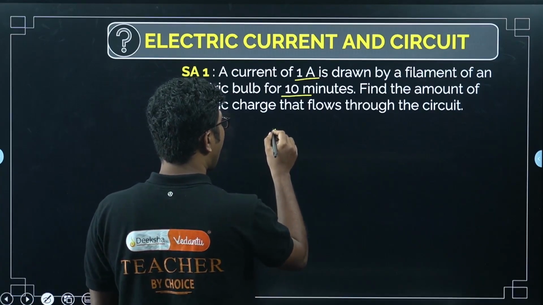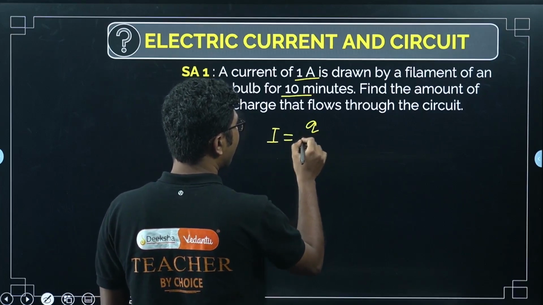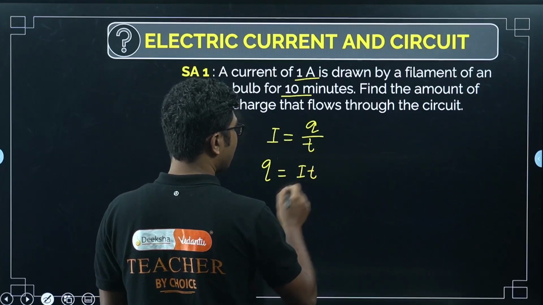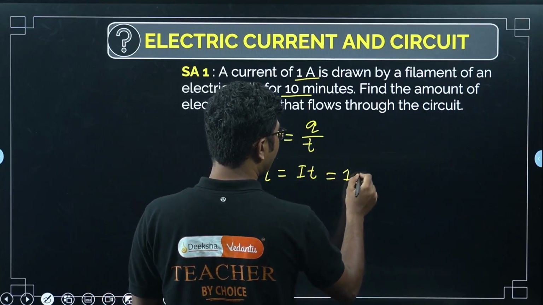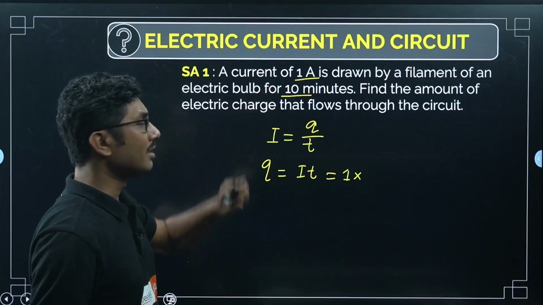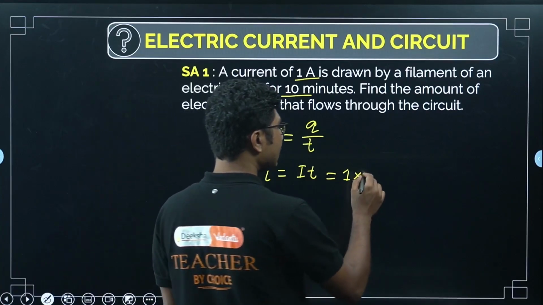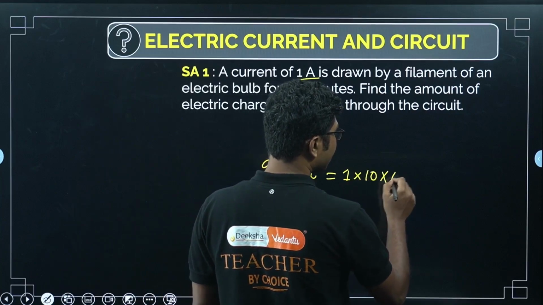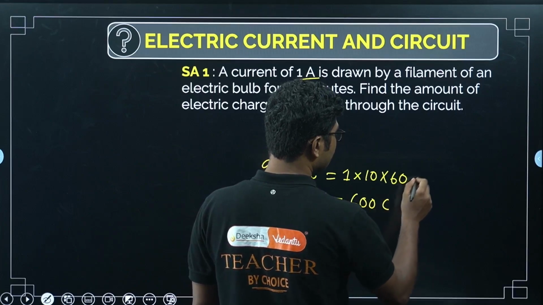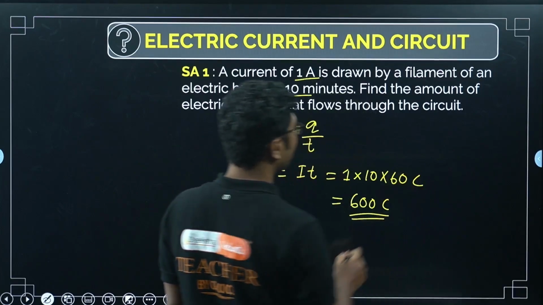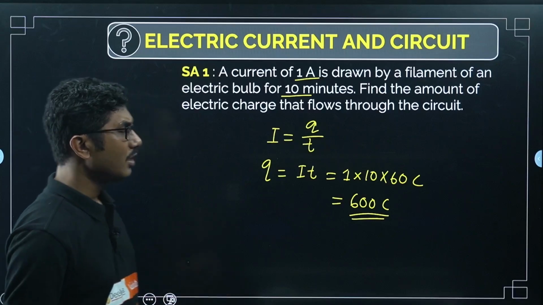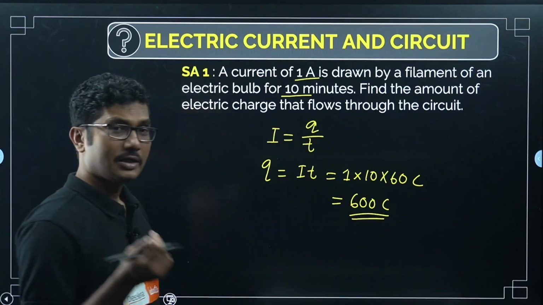So we know that I is equal to Q by T. So Q should be equal to I times T. Now remember that here current is given 1 ampere and time, you need to convert into seconds. So 10 minutes means 10 times 60 seconds, that is 600 coulomb. Okay, 600 coulomb charge is flowing through the circuit. So this is the answer for this simple question. Okay, 2 marks question answered, you got 2 marks.